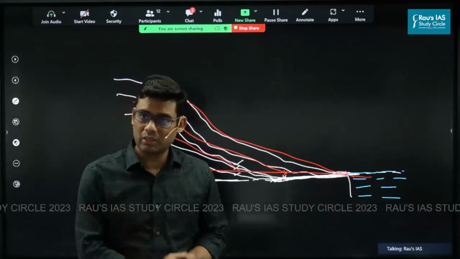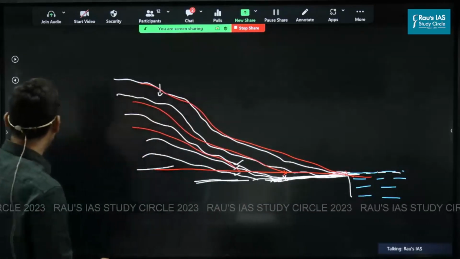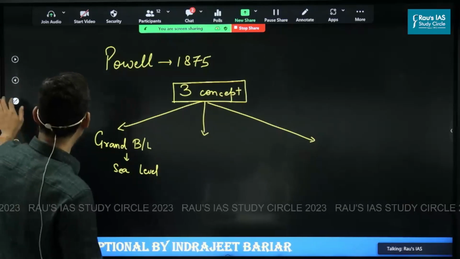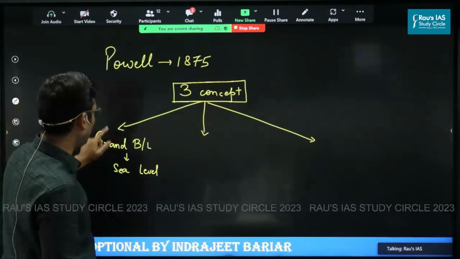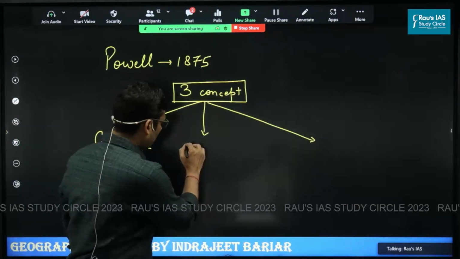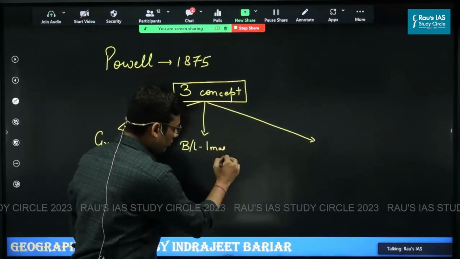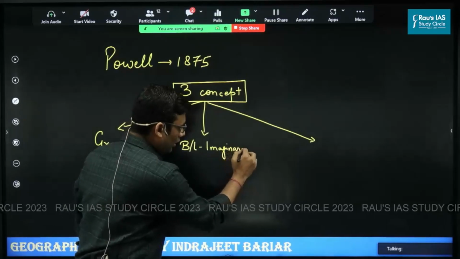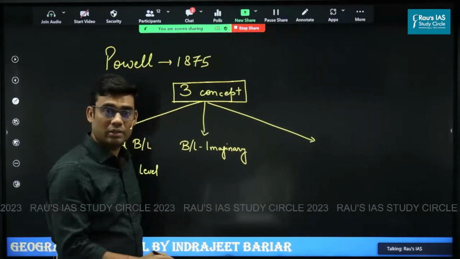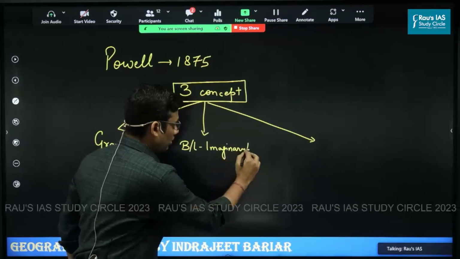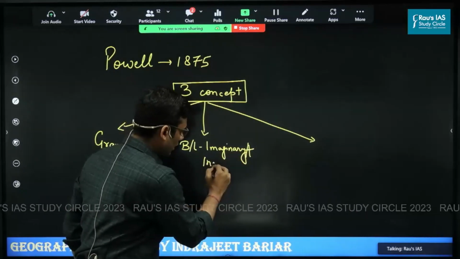So in this case, the second contention of Davis with respect to his interpretation of Powell is that the base level is imaginary and the base level is slightly inclined.